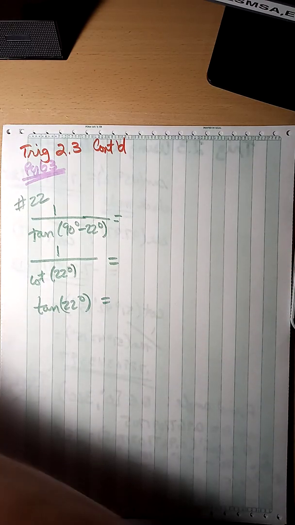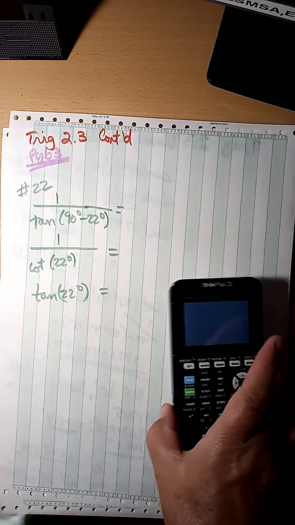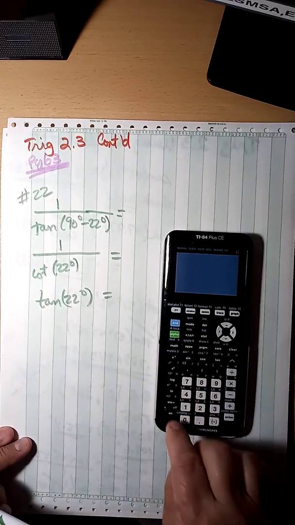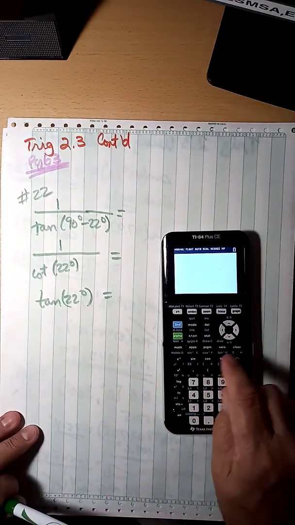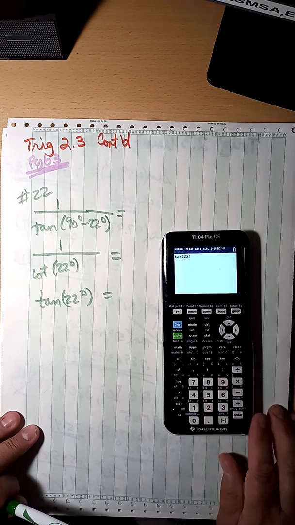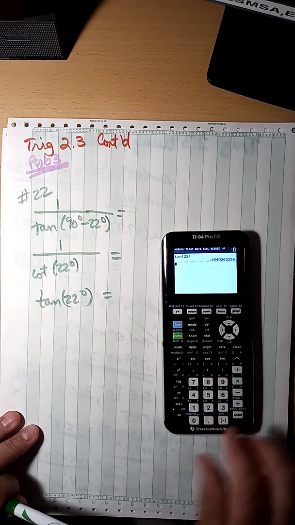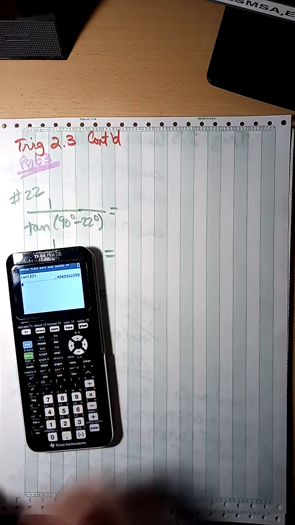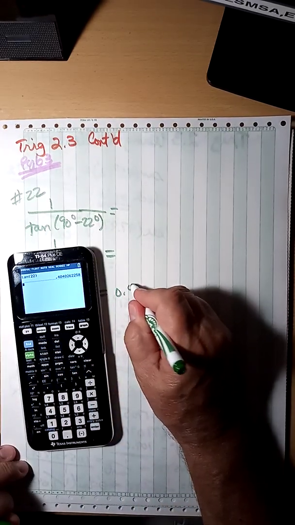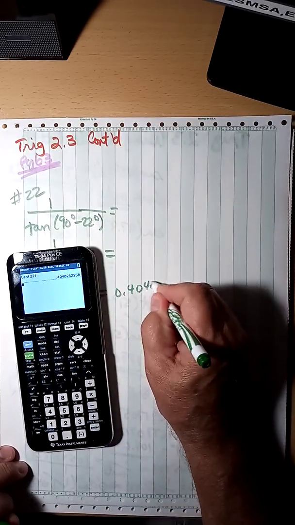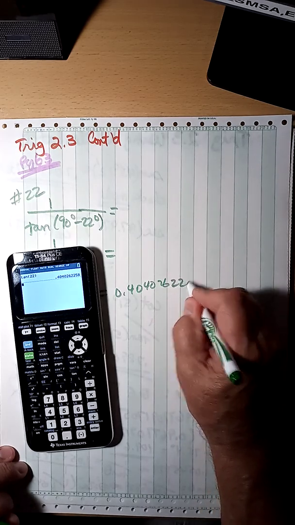We'll first put this in, because it's the easiest, I guess. The tangent of 22 degrees. Don't even need the decimal or degree mark. We get 0.4040262258.